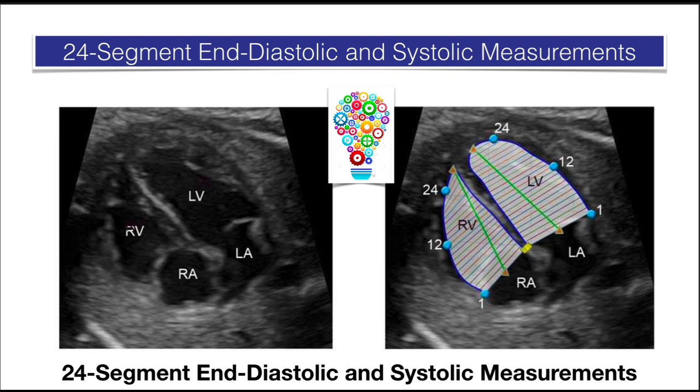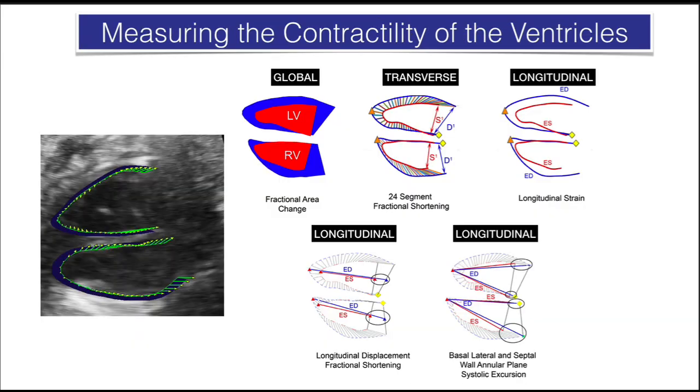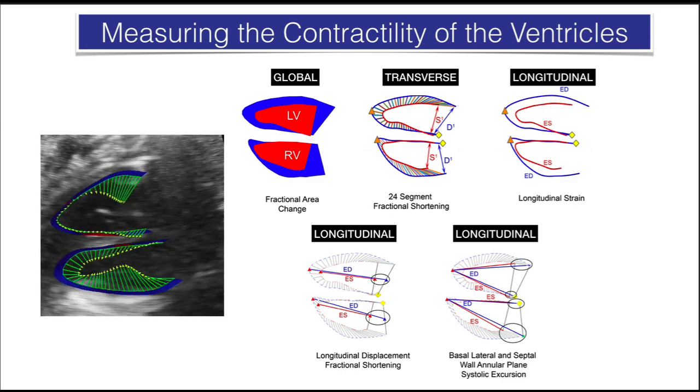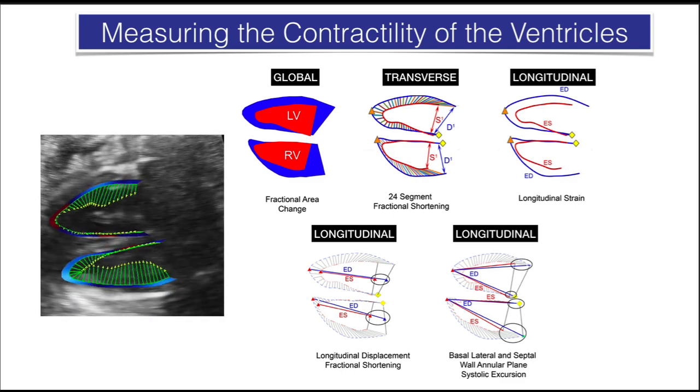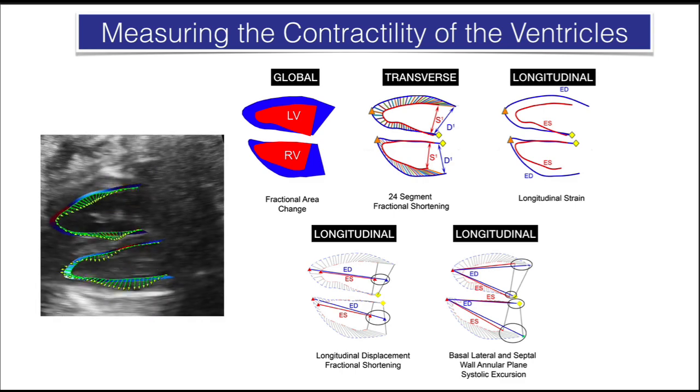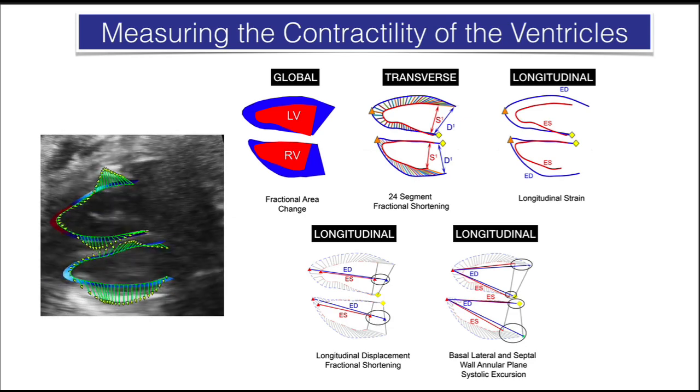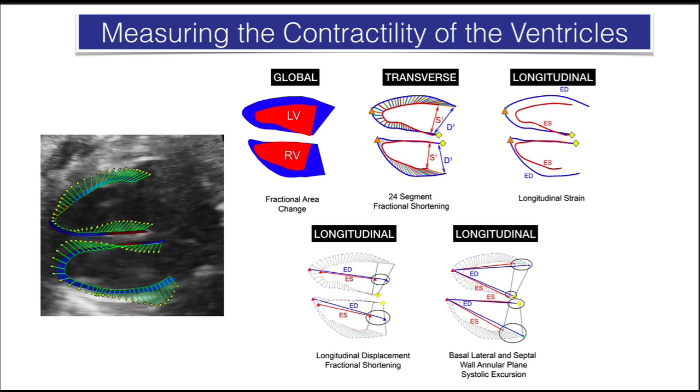These end diastolic and end systolic measurements form the basis for a number of derived measurements that were used in this study to compute global, longitudinal, and transverse contractility of the right and left ventricles, as well as left ventricular function. This graphic illustrates the three types of right and left ventricular contractility: global, transverse, and longitudinal, that will be described in this study.